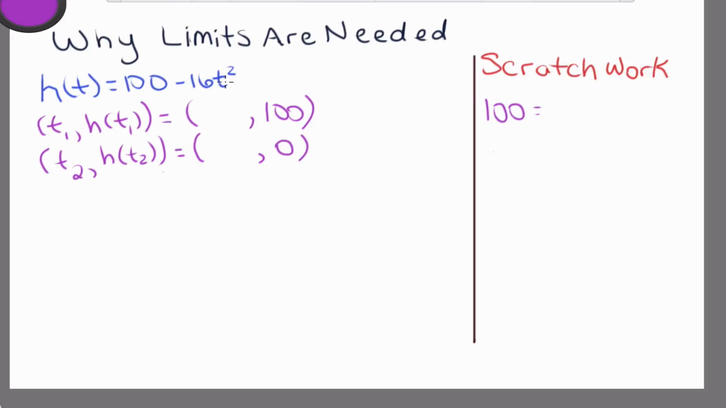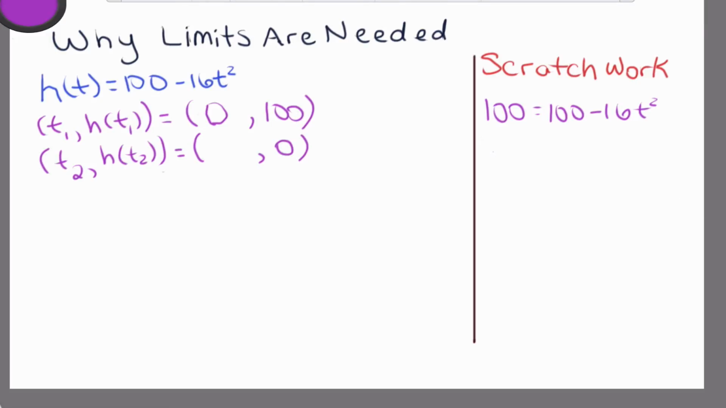100 equals all of this business, 100 minus 16t squared. Well, I don't think we have to do any more work because you can look at this equation. We see that we have 100 on both sides minus a term that has t involved. So that means that t must be 0 in order for this equation to be true. In fact, if you plug in 0 here, then you'll have 100 minus 0, which is 100. So we'll go ahead and save ourselves some work and write down t sub 1 is 0.